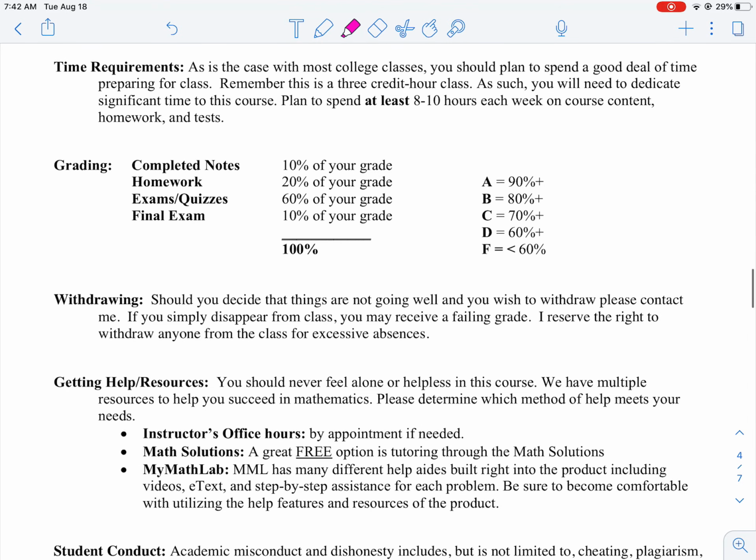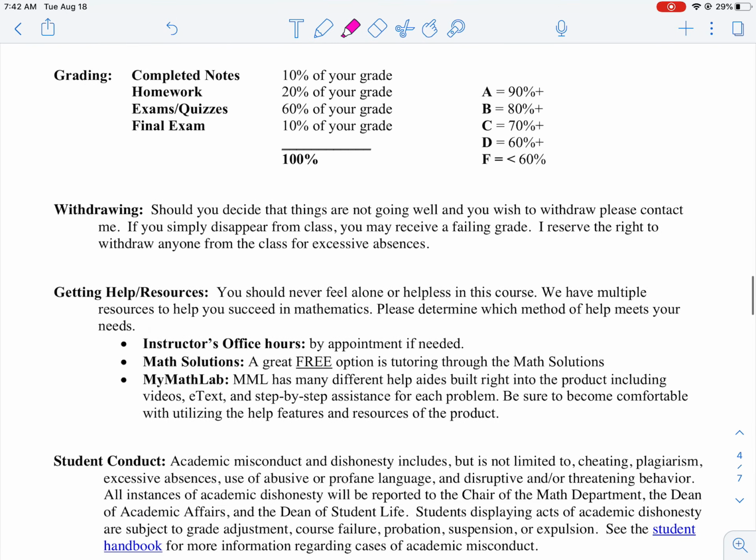Again, make sure that you've taken time out of your schedule each day to make sure that you're successful in the class. That's what that whole paragraph is about. You can see that grades are made up of a couple different things. Your completed notes, remember you have to print or upload those notes. You have to do every example and every problem that I do in the video. Those notes are worth 10% of your grade.